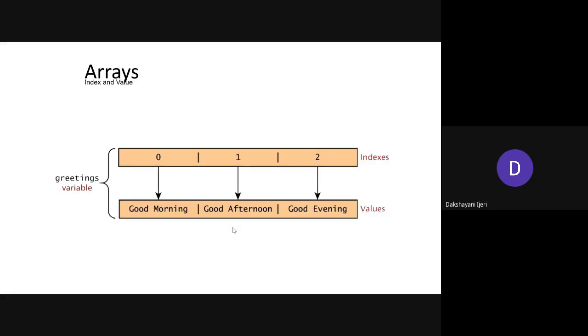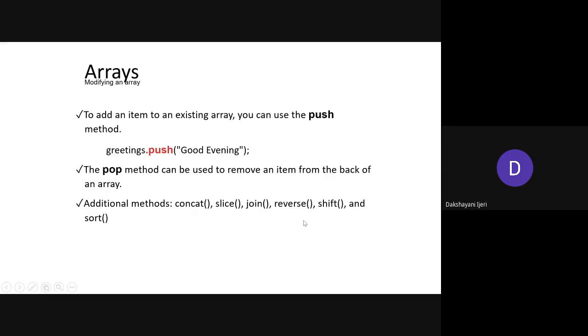So the next point is how the elements are stored in the array. You already know that all the elements are stored with a specific index value, the first element with the zero index value, and so on. With the help of these index values itself, we will be able to access the elements of the arrays, isn't it?